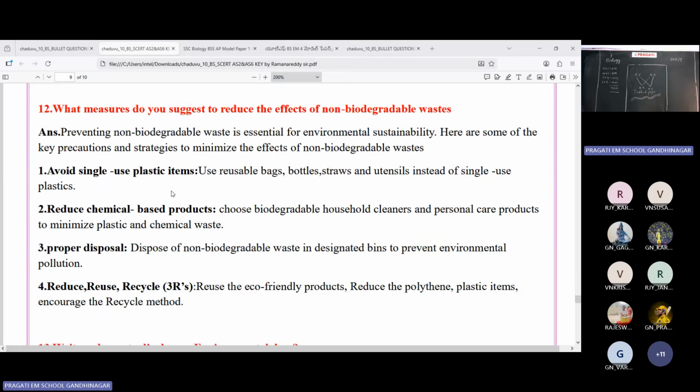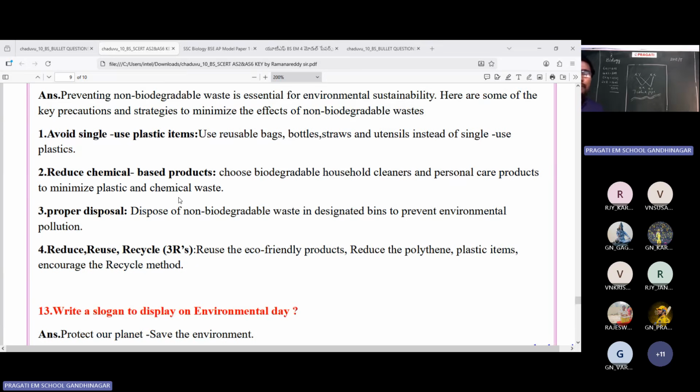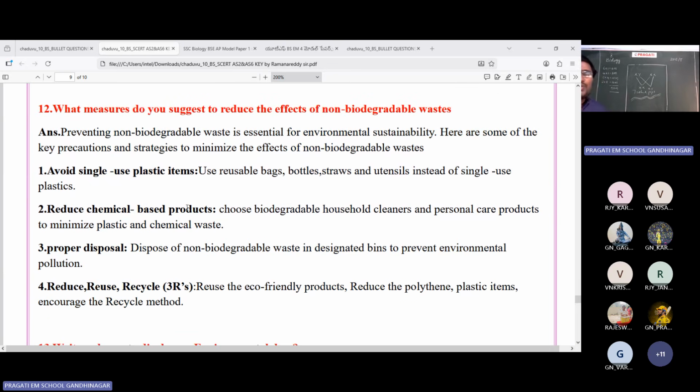Okay, next, last one is about what measures do you suggest to reduce the effect of non-biodegradable waste? This is the repeated question in UTM papers also, children. This is also one of the repeated questions. What measures do you suggest to reduce the effect of non-biodegradable waste, children? I think this is the 4-mark question also.